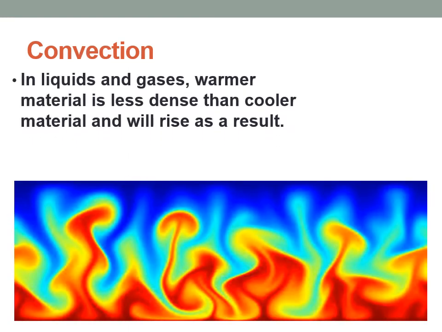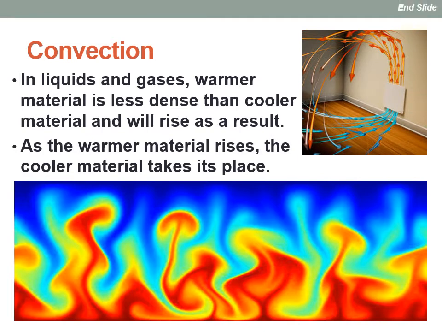The next type of heat transfer we call convection. In liquids and in gases, the warmer material is less dense. So as a material heats up, it becomes less dense. As a material gets less dense, it rises up, and the more dense, cooler material will drop down below it. So because this material is getting heated up, it becomes less dense, and you get the hot material rising up and the cooler material falling in to take its place.